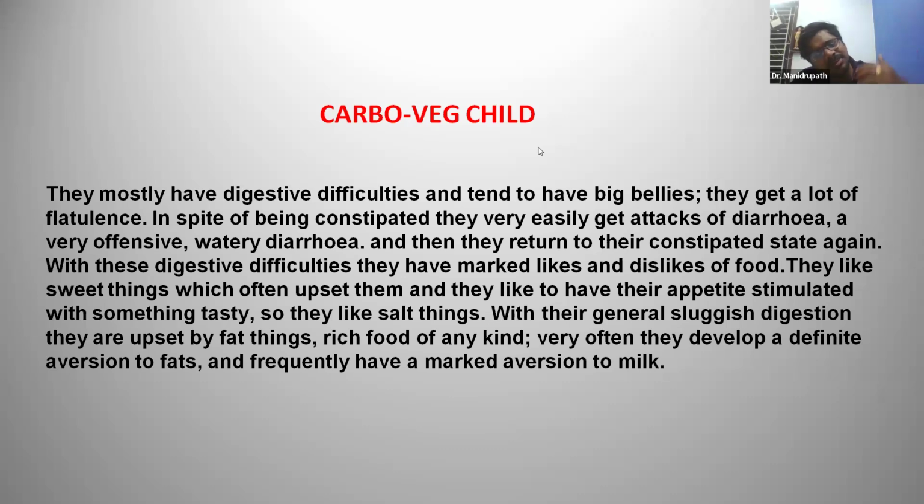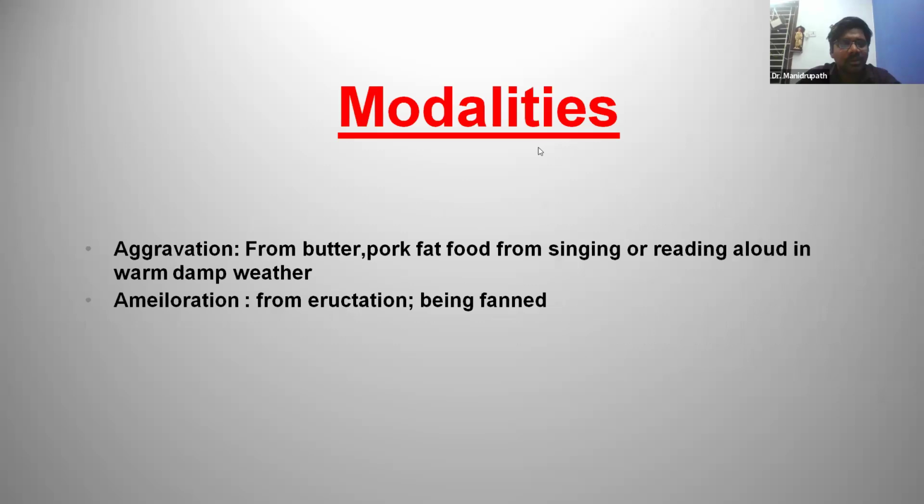The same you can see in the adult phase as in the child phase as well. Flatulence, aversion to milk, wheat, aversion to fat, salty things. The modalities: worse from butter, pork, fatty food, from singing and reading aloud, with warm damp weather; better from eructations and being fanned.